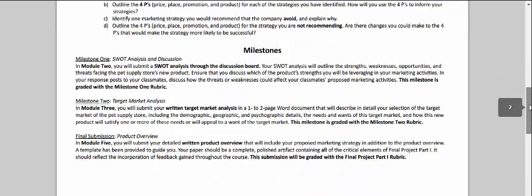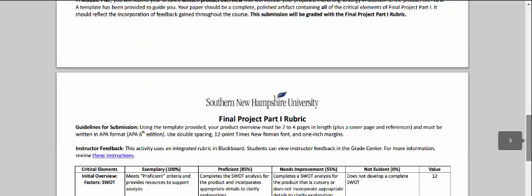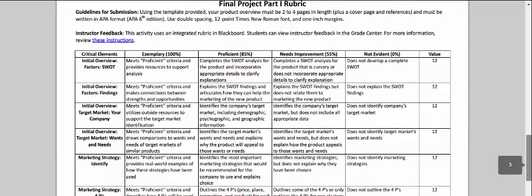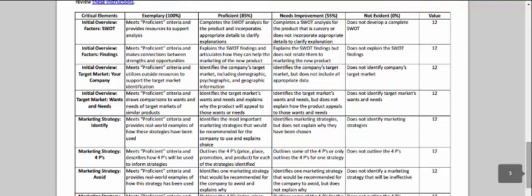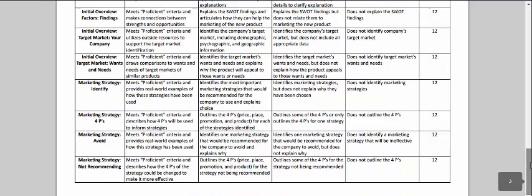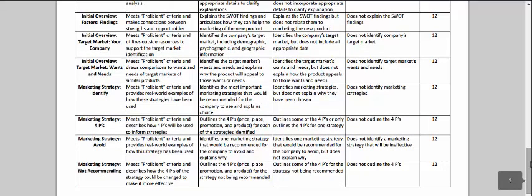The next section just goes over the milestones. You don't even need to worry about that. The last part is the rubric, which I know is definitely long. However, if you look at it, the first several squares are going over your SWOT analysis and then over your target market. These are very similar to what you saw in Milestone 1 and Milestone 2. The last few boxes on this page have to do with that second piece around marketing strategy.